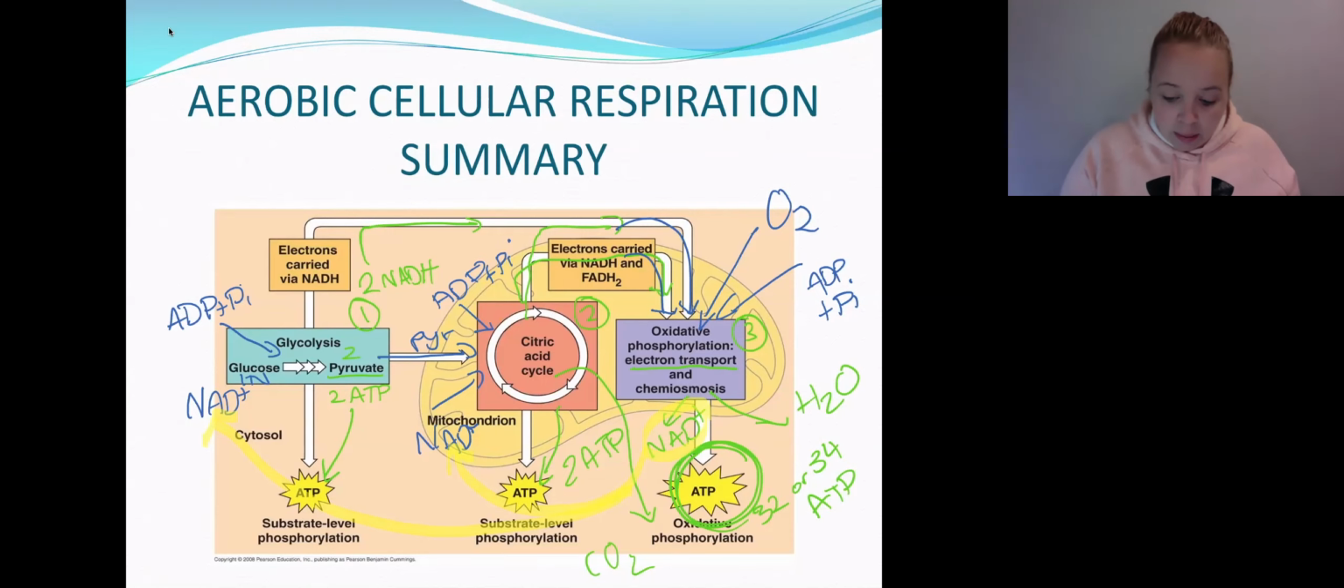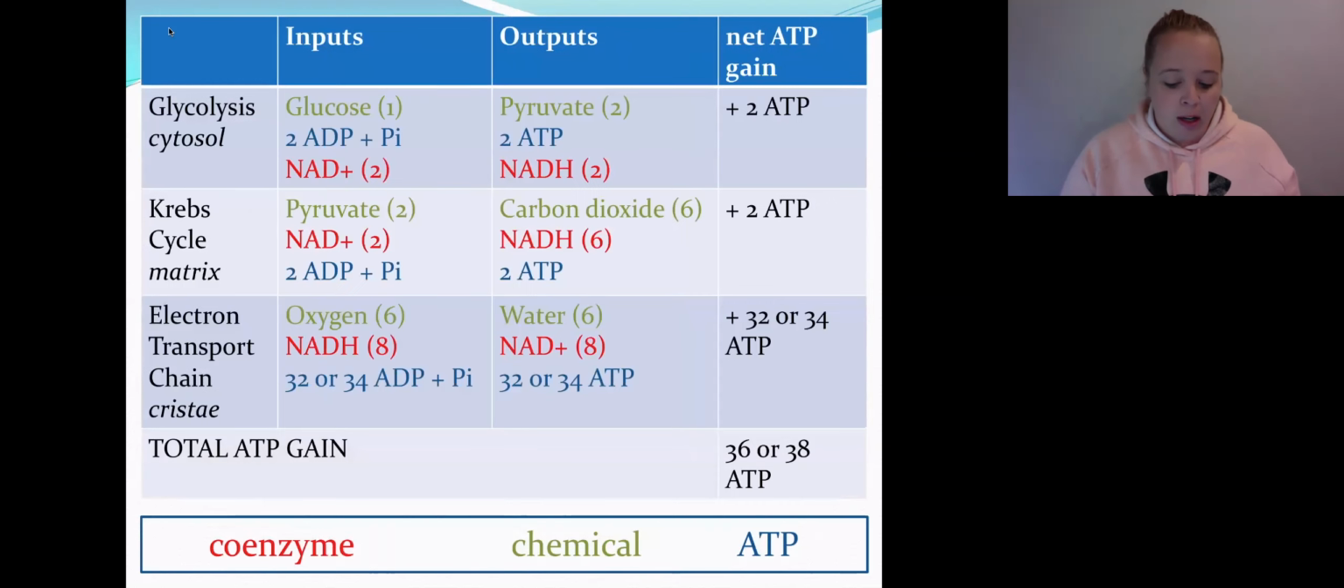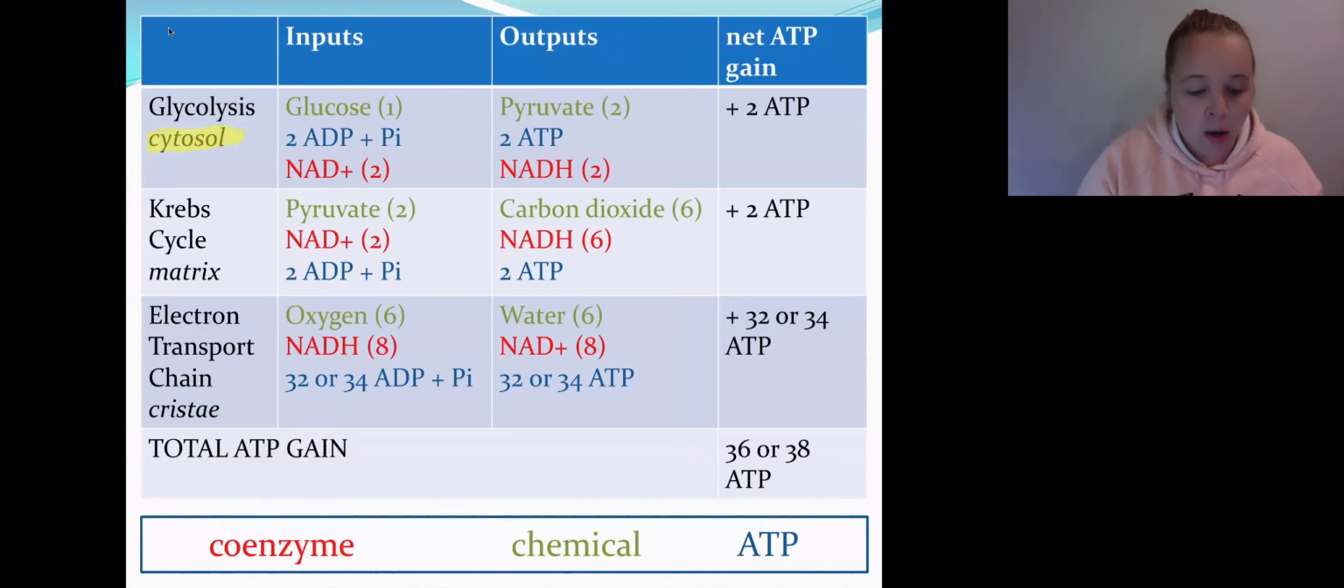So just to summarize here, you've got a lovely little table to go through. I've got 3 different colors. I've got a color for a coenzyme, a color for a chemical, and a color for ATP. But let's just see how to fill these in. So you can see that I've put in 1 glucose to glycolysis, and it's happening in the cytosol. So we didn't talk about that. So this is one big table that summarizes everything. We put in 1 glucose, we put in ADP. Can you see there's ADP at all 3 levels here? We get out 2 ATP, and that is the biggest point.